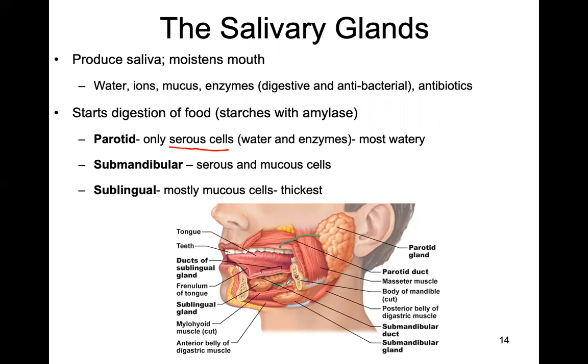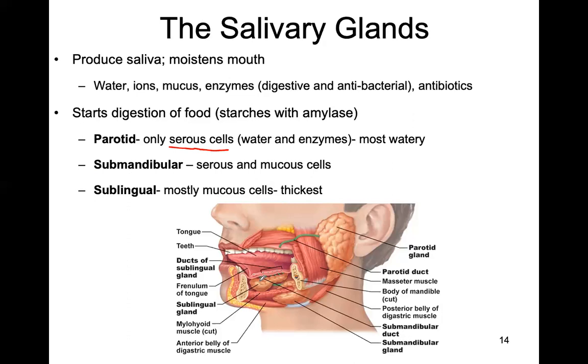The last type of salivary gland that we have sits underneath your tongue. So here's your tongue. Here is the salivary gland called the sublingual. Sublingual is mostly made up of mucus cells, which basically means it's going to produce the thickest saliva and release that into your oral cavity.